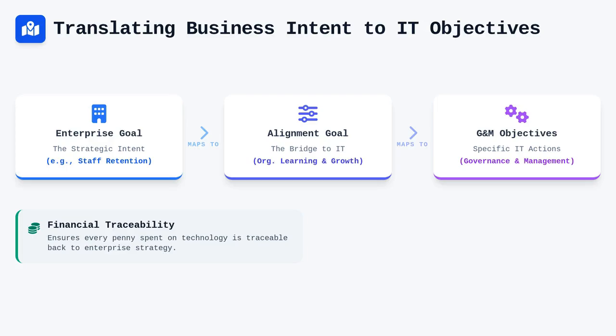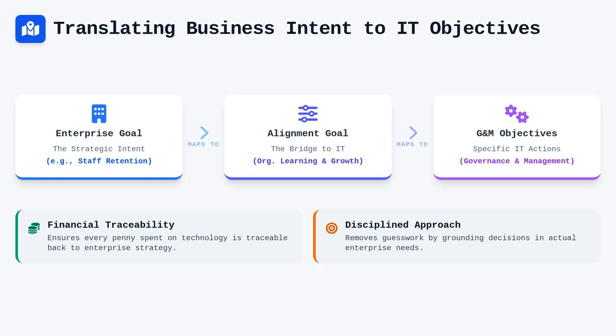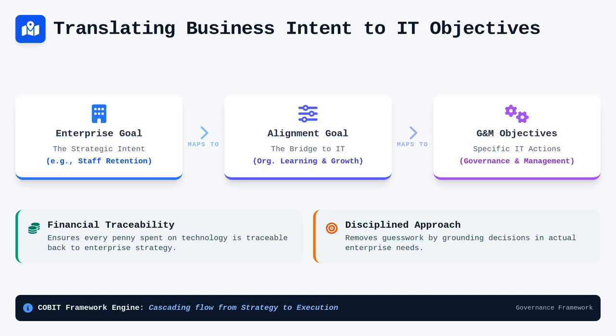In practice, this means that if you are asked to select the most appropriate G&M objectives for a specific business requirement, you must start by identifying the relevant enterprise goal first. If the goal is, for instance, staff retention, you look for the corresponding alignment goals that support organizational learning and growth. This disciplined approach removes guesswork and grounds your governance decisions in the actual needs of the enterprise.